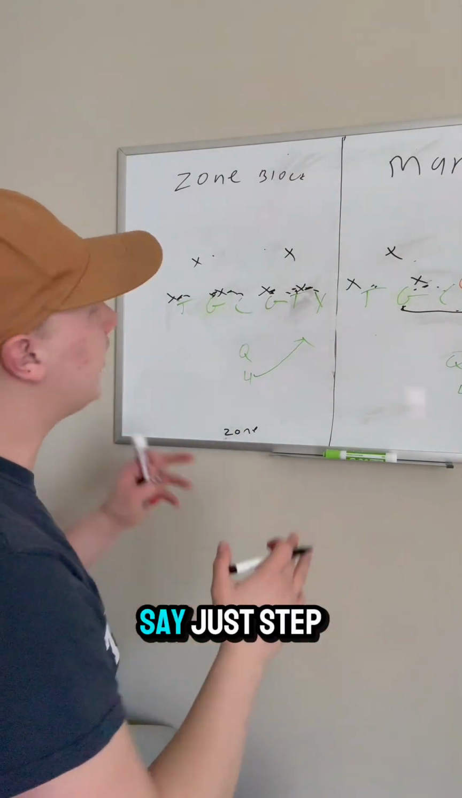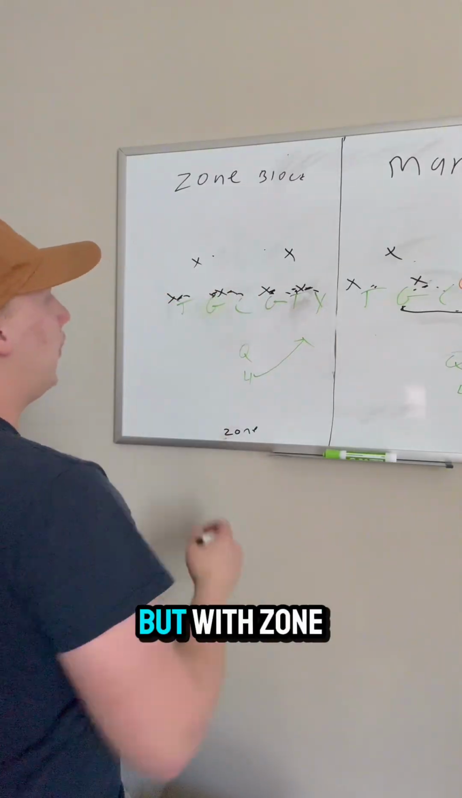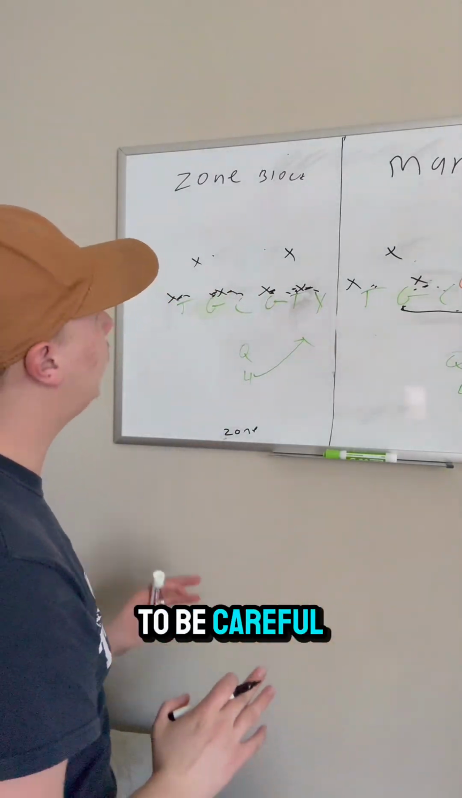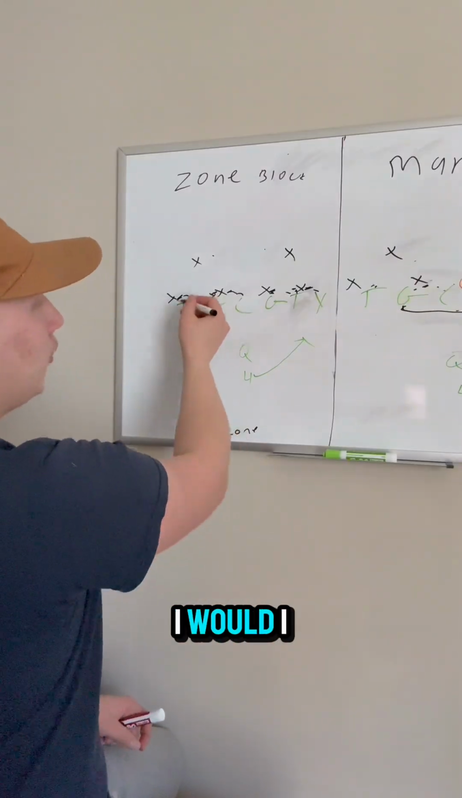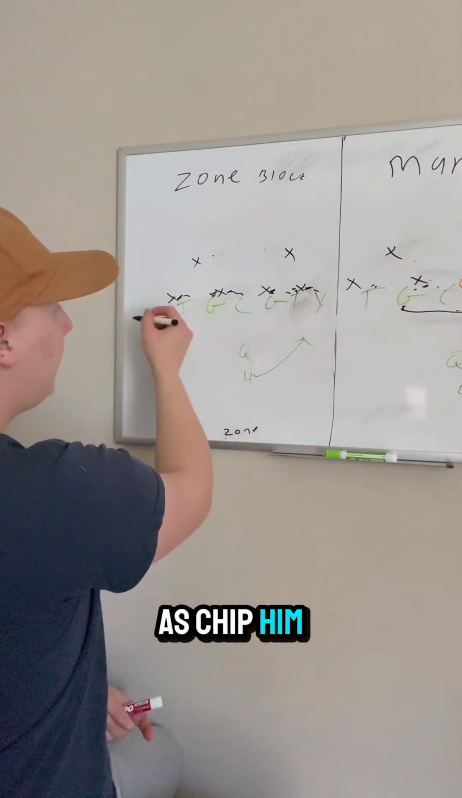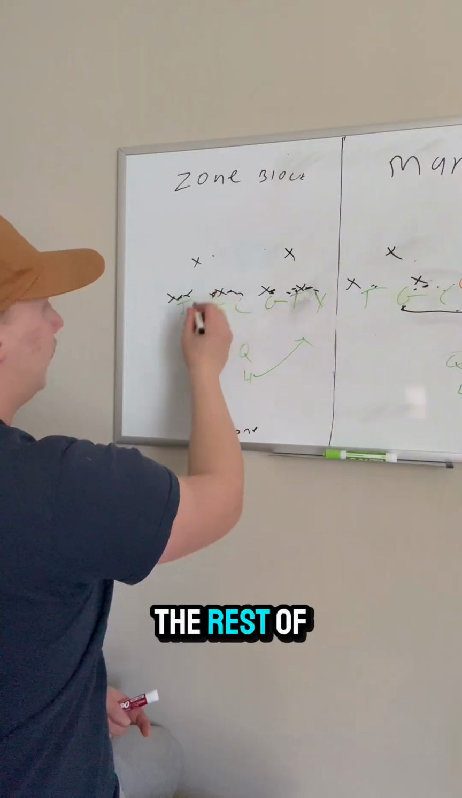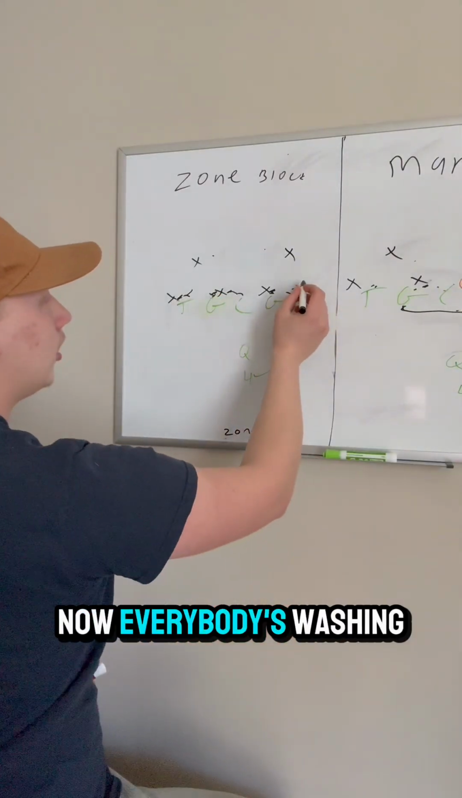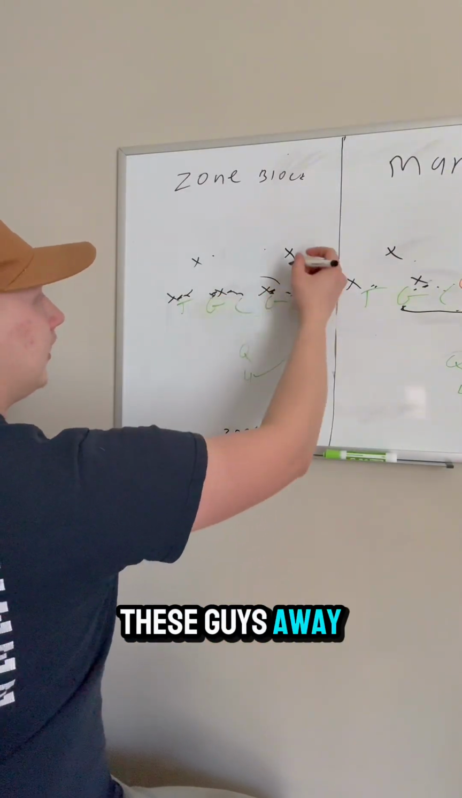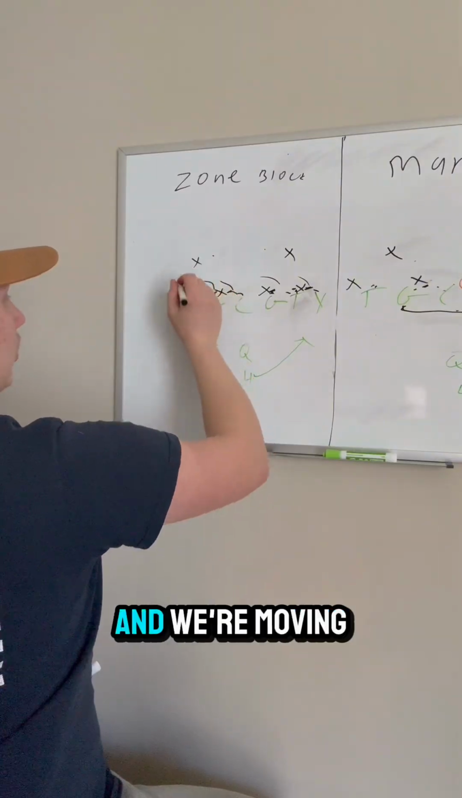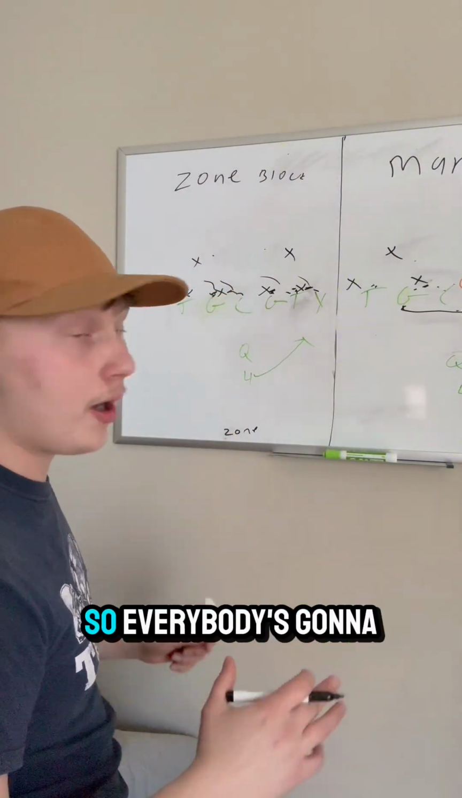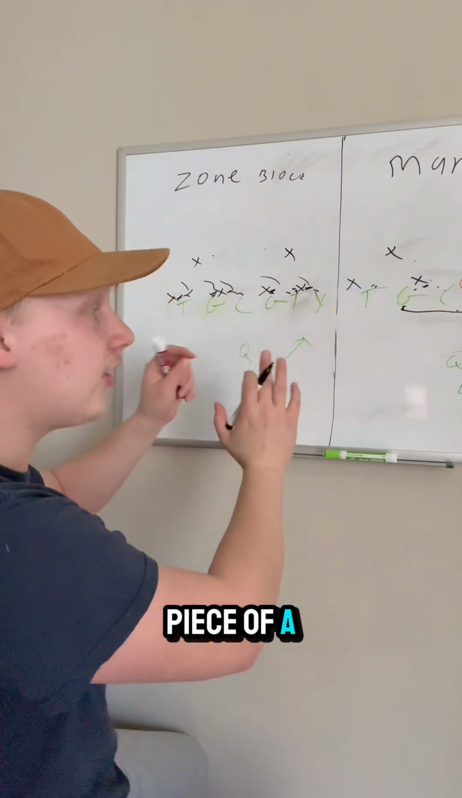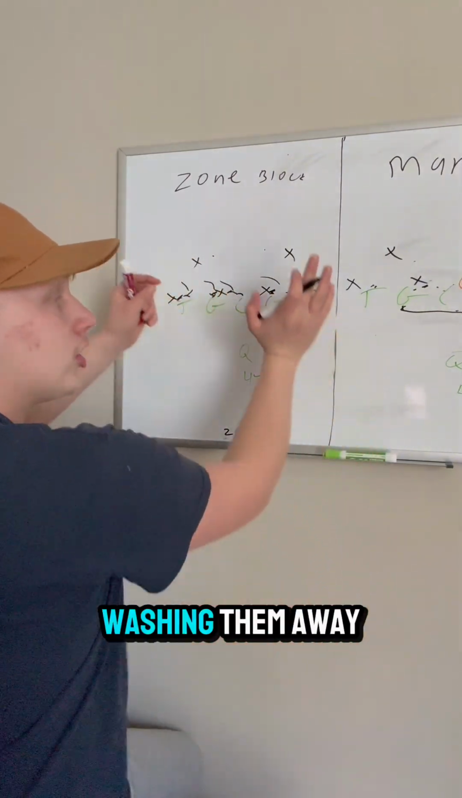Some coaches will say just step to the next level. But with zone, you really want to be careful because you don't want everybody to get away from you. So I would teach it as chip him and then get back up with the rest of the team. Now everybody's washing these guys away, washing, and we're moving up in the line of scrimmage. Now this is going to be fast, so everybody's going to get a piece of a guy, and we're all going to be washing them away.